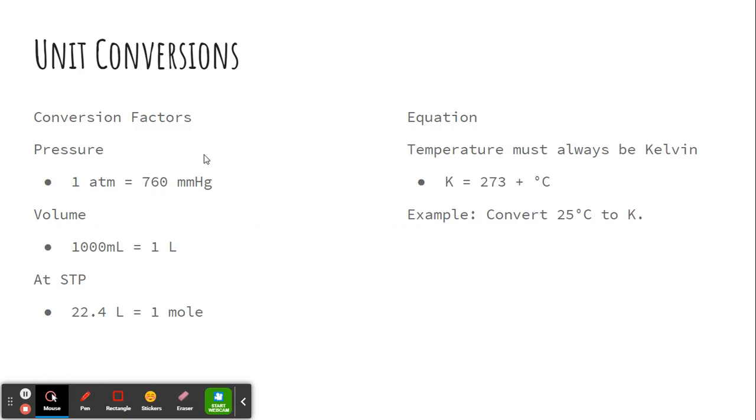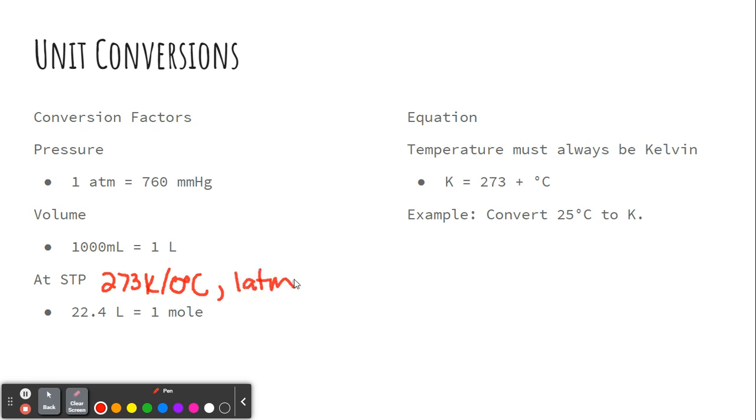So what conversion factors might you need to use? For pressure, the relationship between atmospheres and millimeters of mercury is 760. Just a reminder of the conversion from milliliters to liters. This is one you should know, but 1,000 milliliters equals 1 liter. At STP, remember we said that is 273 Kelvin, which is the same as 0 degrees Celsius, and 1 atmosphere of pressure. That 22.4 liters of a gas equals 1 mole of a gas.